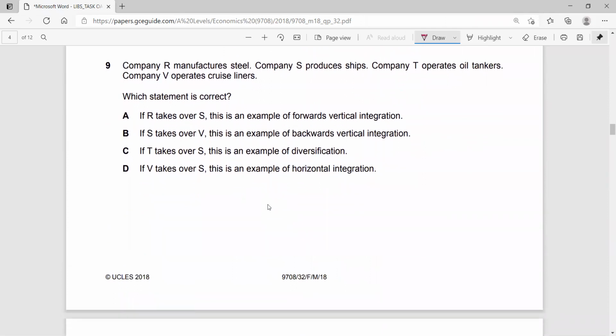So company R manufactures steel. Company S produces ships. Company T operates oil tankers, and company V operates cruise liners. So lots of information. Which statement is correct? If R, which produces steel, takes over S, which produces ships, this is an example of forward vertical integration. And I believe this is correct.